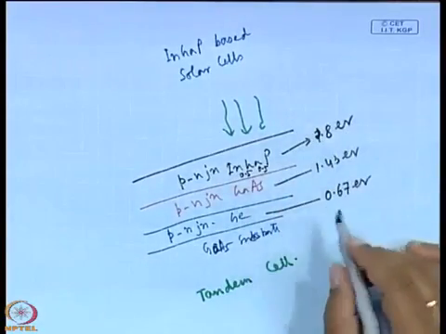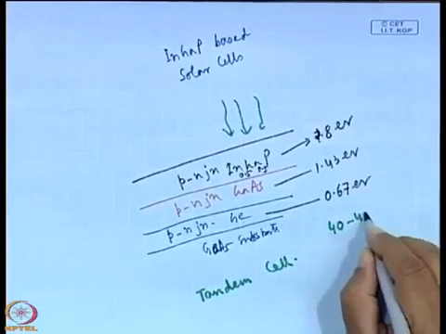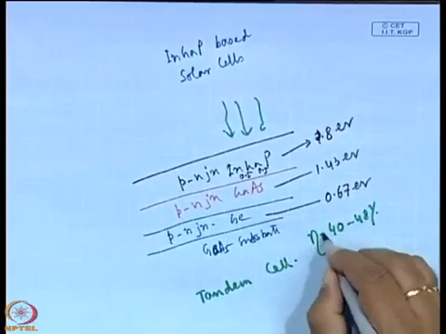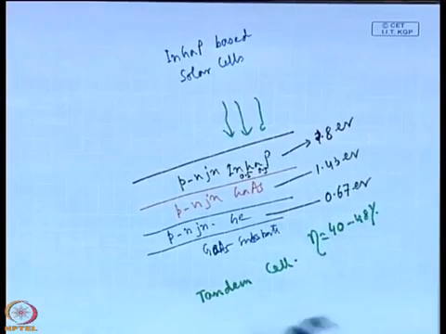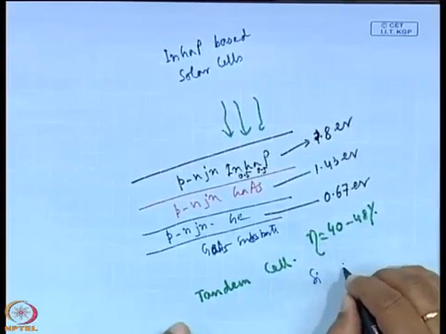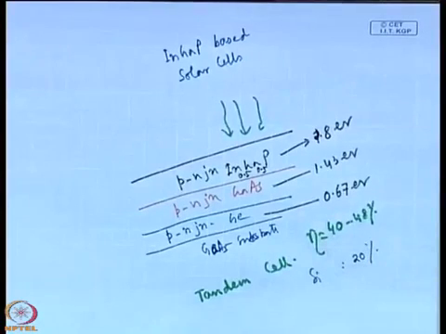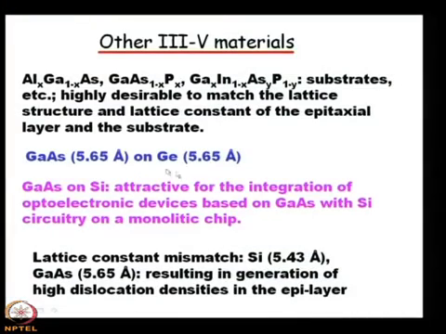one can make the efficiency as high as 40 to 48%. And if you compare this efficiency with a silicon solar cell, you will see that the efficiency is almost 20%. So, it is double. So, in that sense we can say that germanium is a very important material because of its lattice constant, which is equal to that of gallium arsenide.